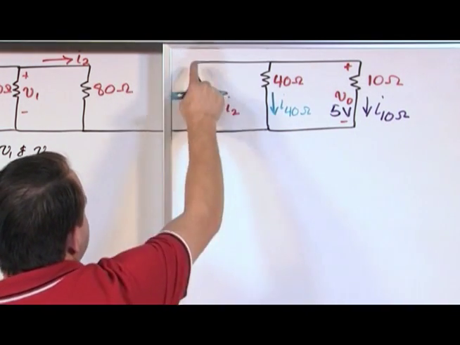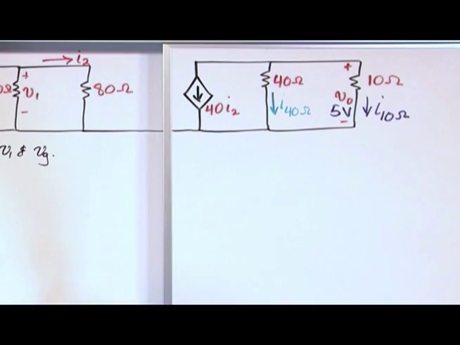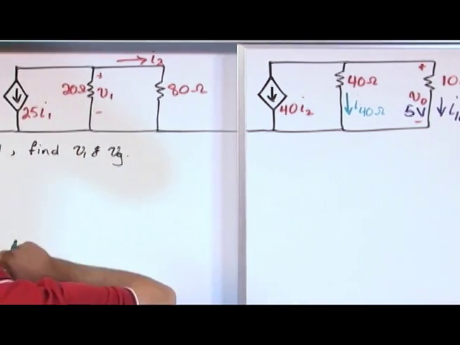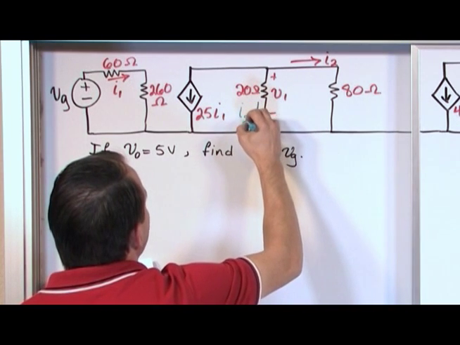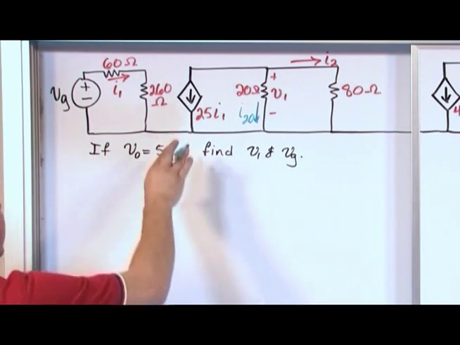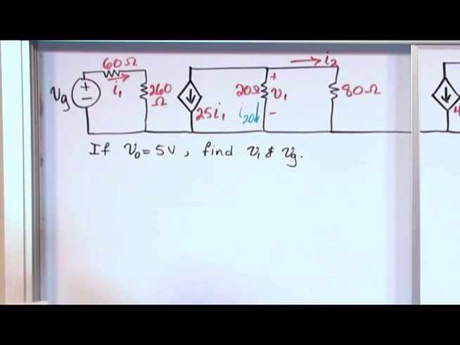This we don't need to label because that current's already given to us. We have I sub 2 here, we have this voltage here. Let's go ahead and label this I sub 20. This current's already given to us, and I sub 1's already given to us. So we really don't need to label anything else.